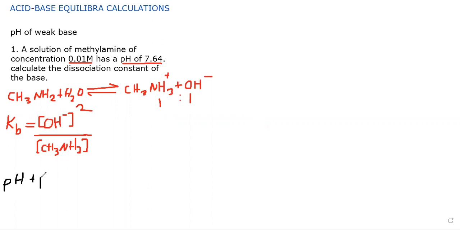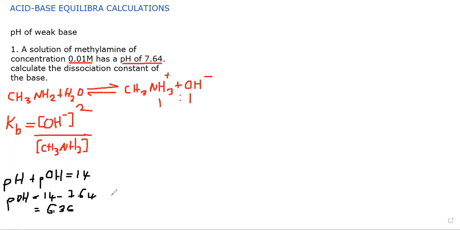plus pOH is equal to 14. So the pOH is equal to 14 minus 7.64. That's 6.36. So the pOH is 6.36.